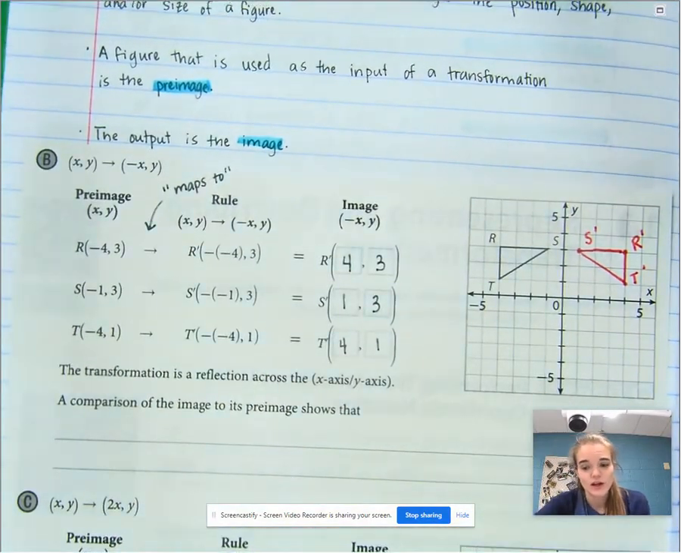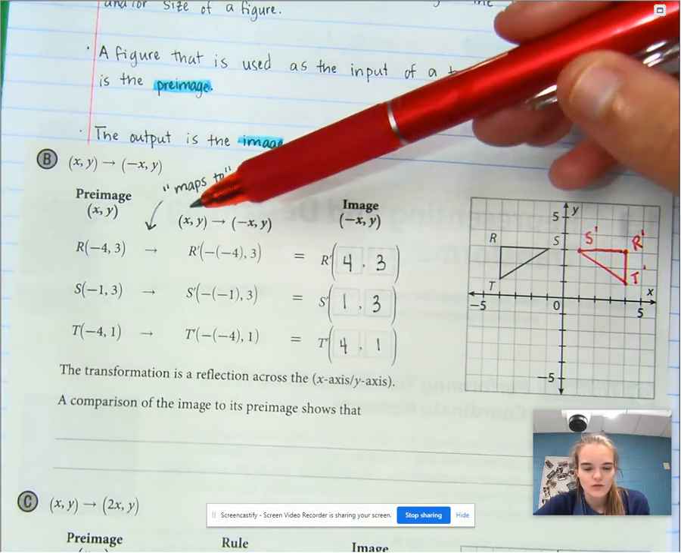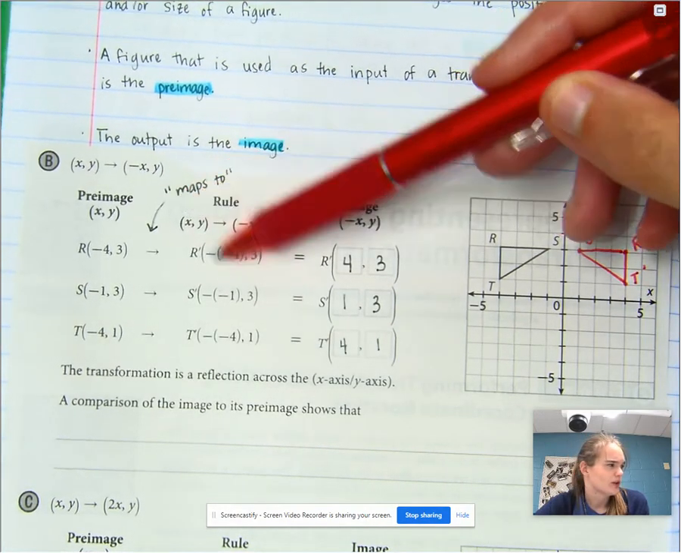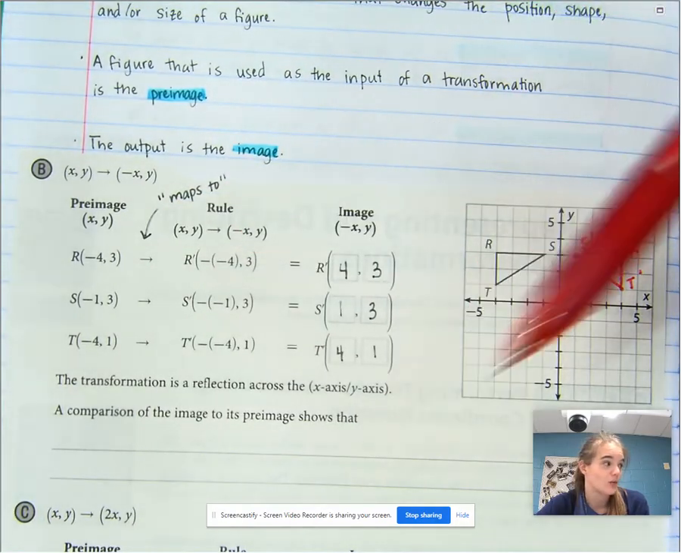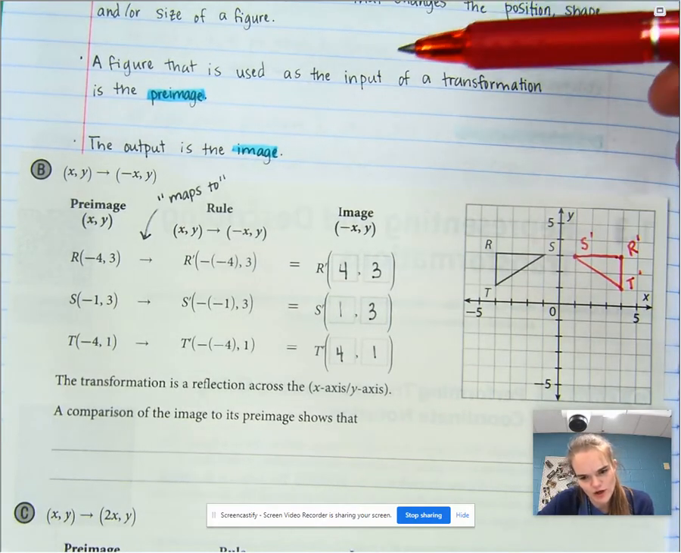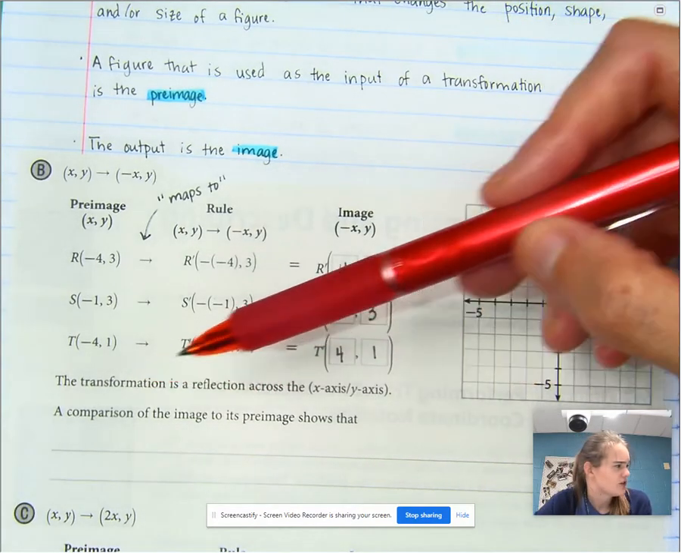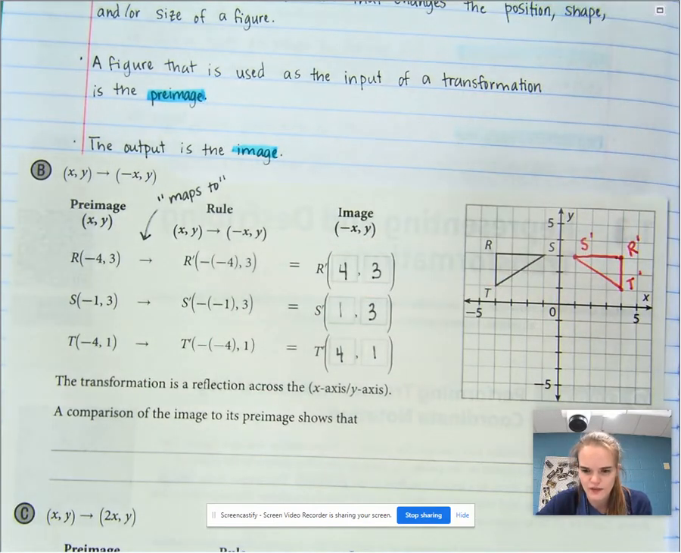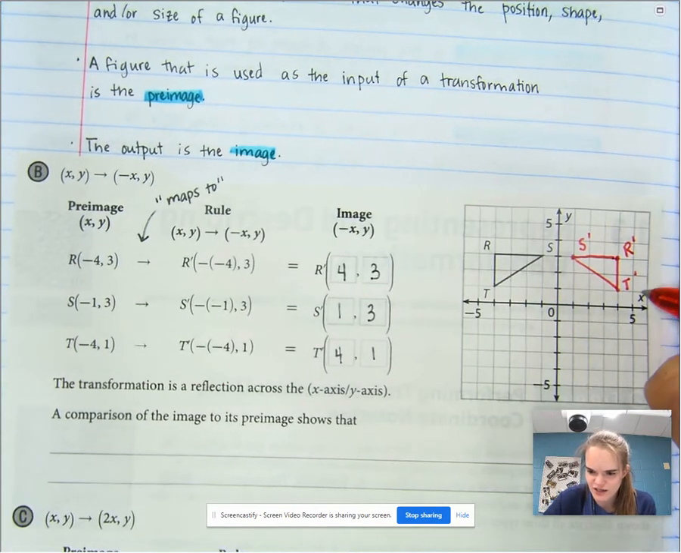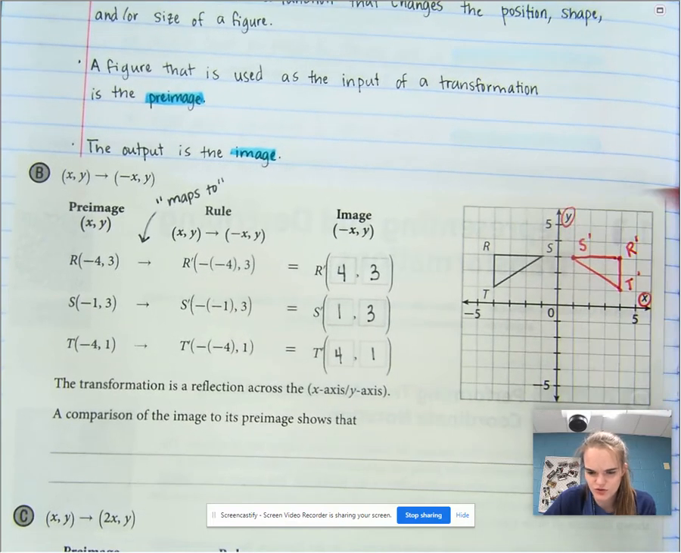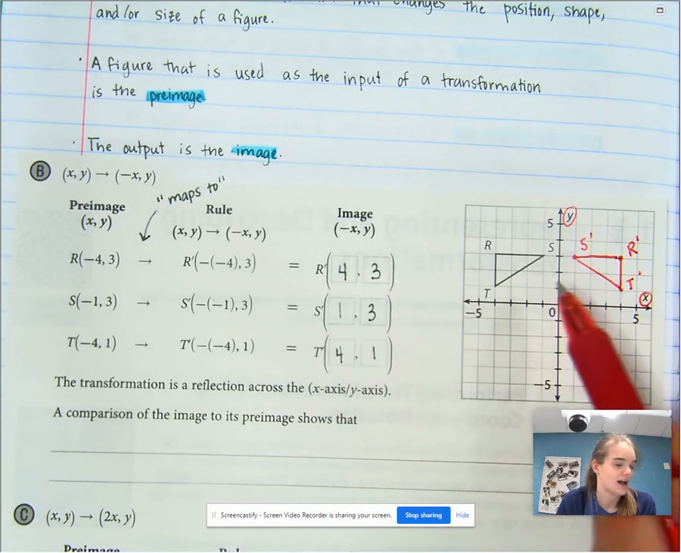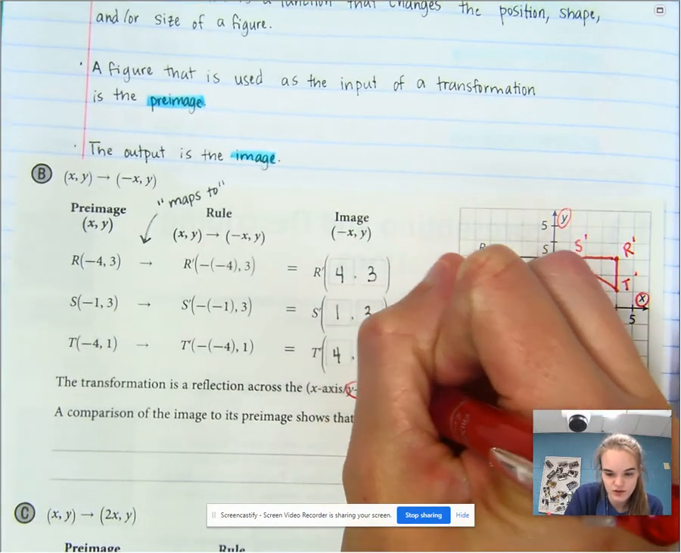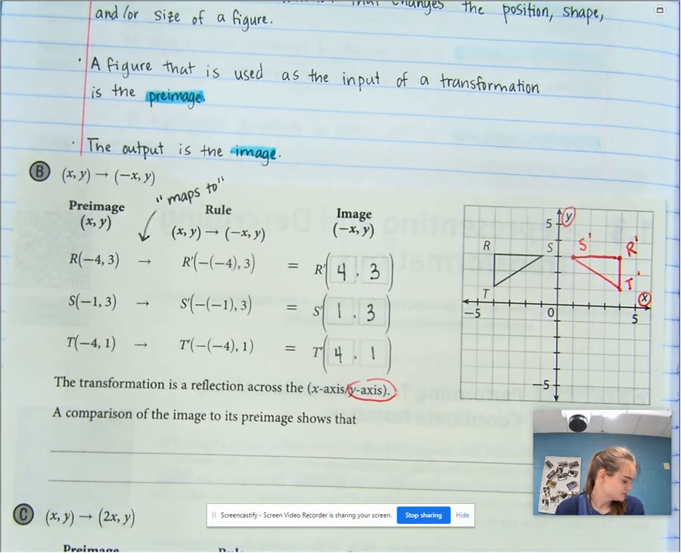Okay. Here's what we need to do. Now that we've graphed it, we should try to figure out exactly what happened from here to here. Like I said, we're normally going to skip this because most of you can go from here to here without having this written down. Okay, so this says the transformation is a reflection across what? The x-axis or the y-axis? In case you've forgotten, x-axis is horizontal, y-axis is vertical. So where did this reflect over? It looks like it reflected over the y-axis. So that's what we're going to circle.